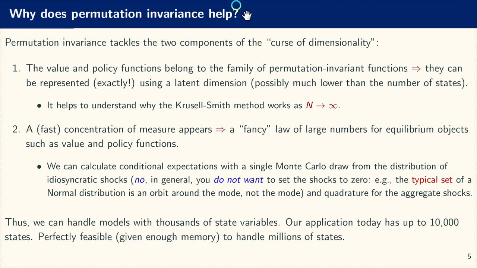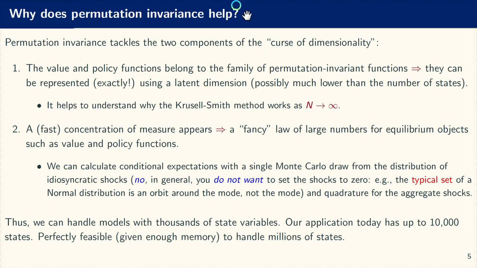The typical set is defined in information theory as the set that accumulates most of the mass of the distribution that you require to evaluate accurately the expectation. It turns out to be the case that the typical set of distributions as standard as the normal distribution is not the mode, but an orbit around the mode. And that in fact, as you have more and more dimensions, that orbit moves away from the mode. So if instead of drawing from the distribution, what you are going to do is setting the shocks to zero, you are actually going to get a very inaccurate evaluation of the value function.